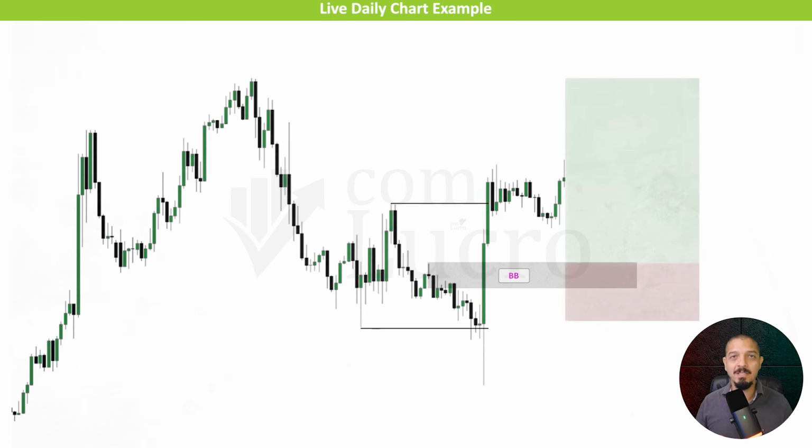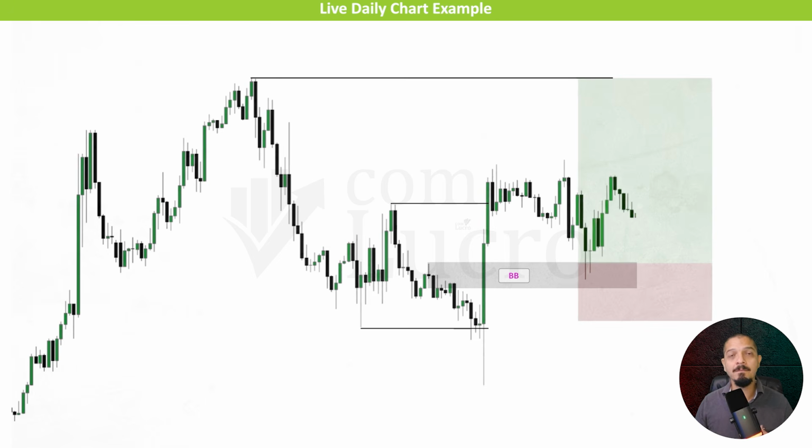This would be the ideal area to place a limit order, set the stop loss just below the fair value gap, and define the take profit at the external range liquidity. And as you can see, price taps directly into our point of interest and then moves straight to take profit.